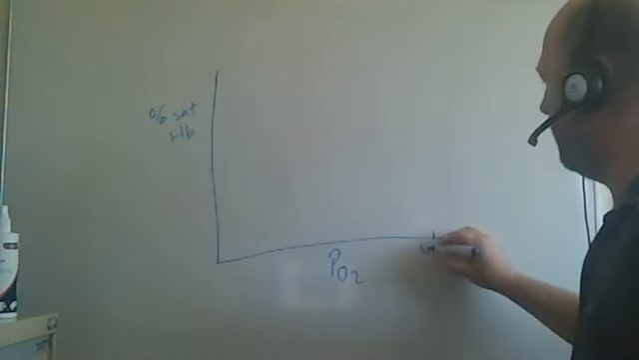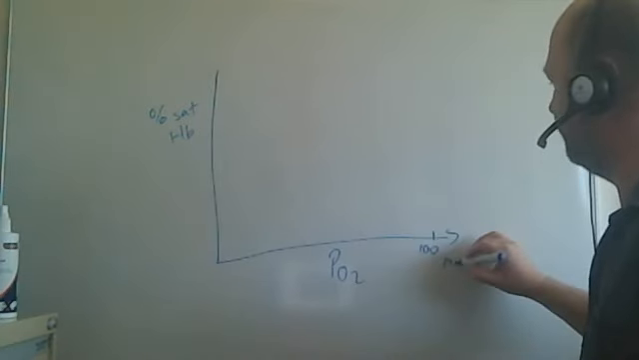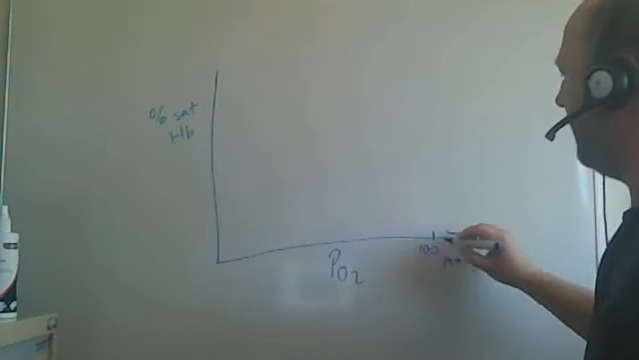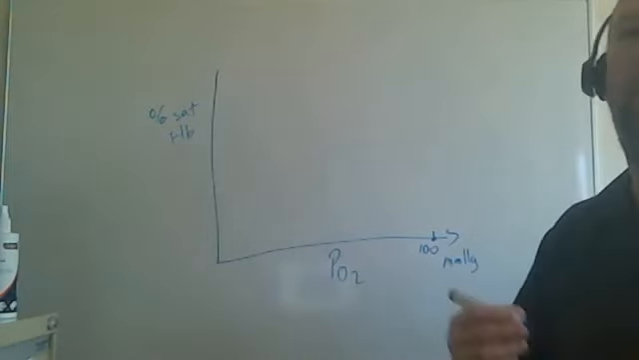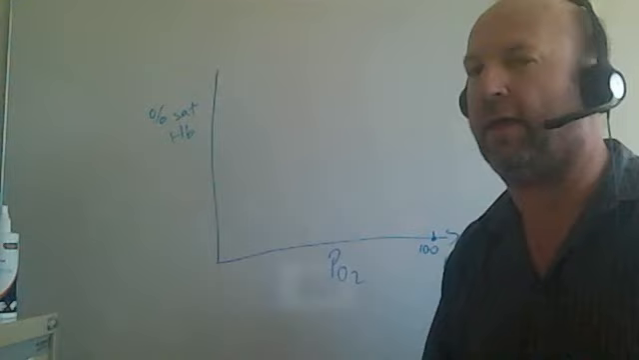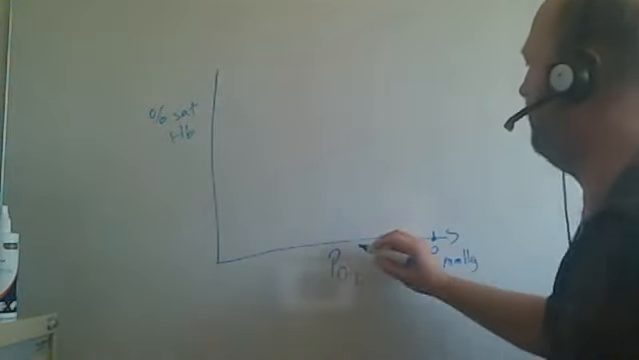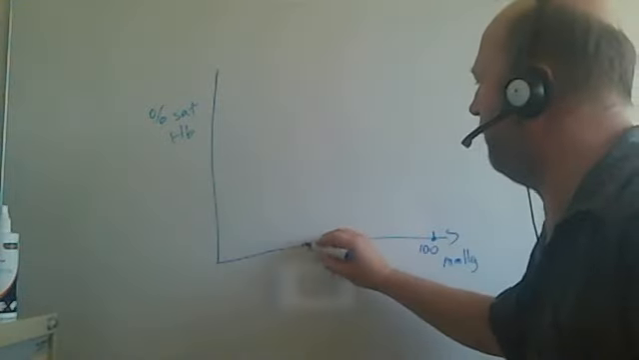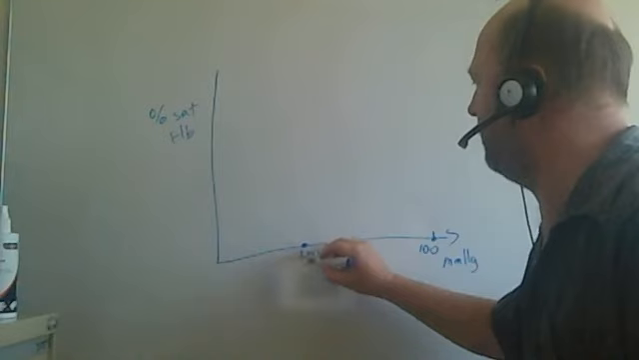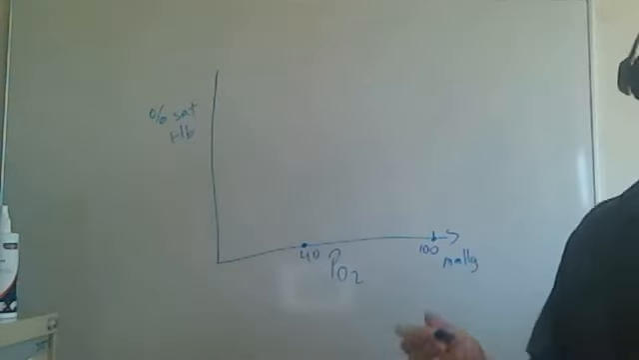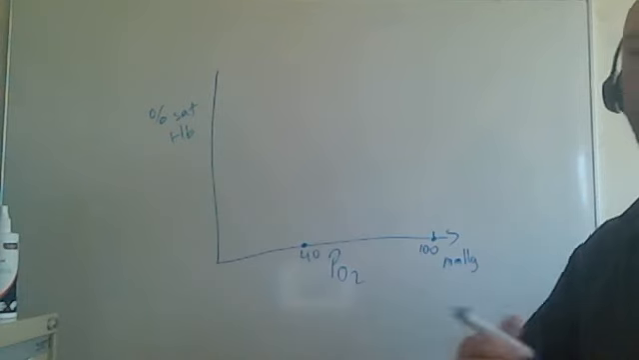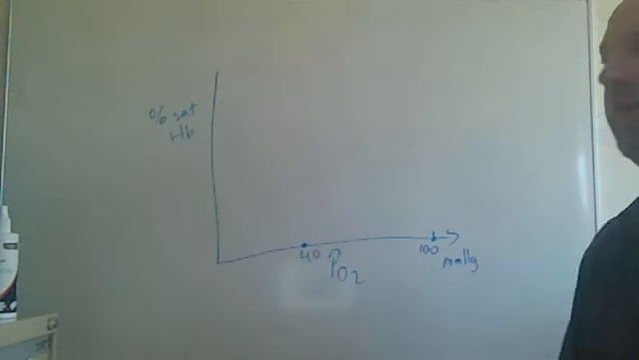One is 100 millimeters of mercury, and this value is important because this is the normal PO2 value of your arterial blood. Then we have a value of 40 millimeters of mercury, and this value is important because this is the PO2 of the venous blood, or the blood leaving the cells.